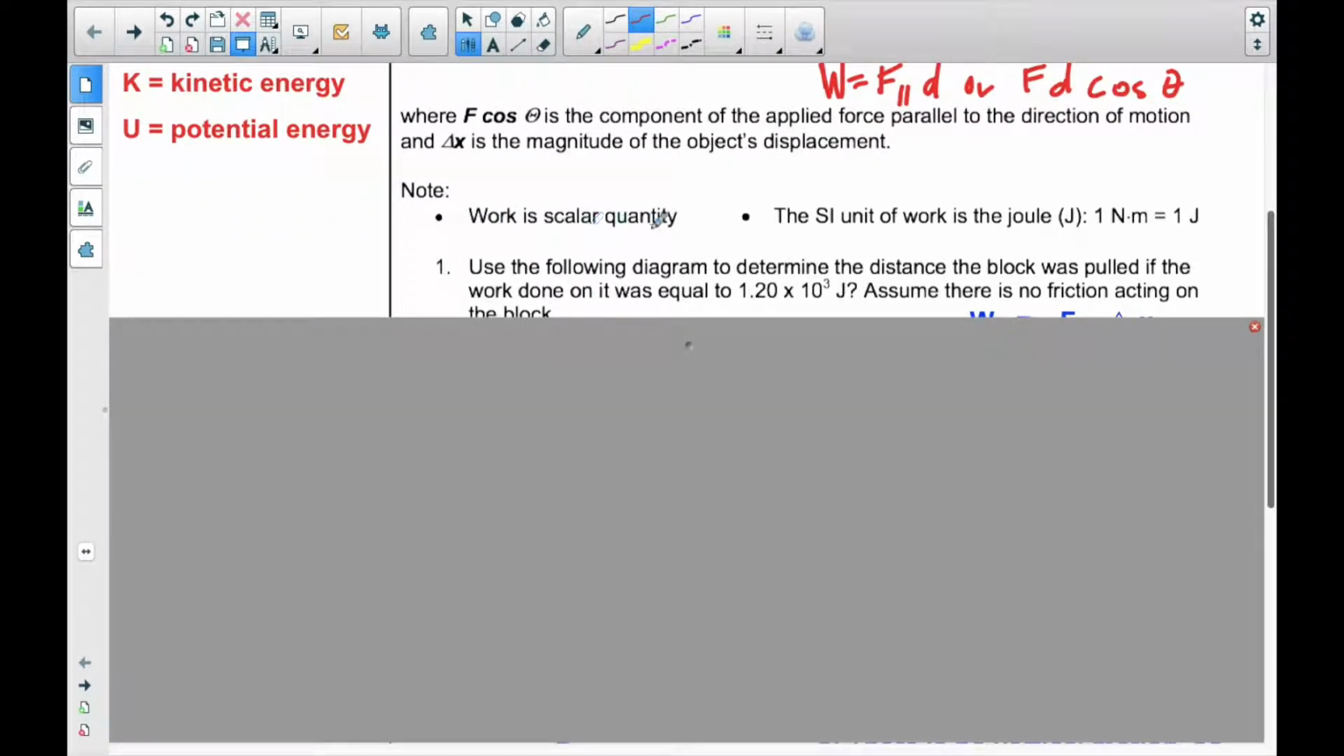Okay, a couple things. Work is a scalar. It does not have a direction. Even though the direction has to be parallel to the force, work itself is scalar. And the SI unit of work is called the joule. And a joule is congruent to a Newton meter. So Newton meter is the same as a joule.